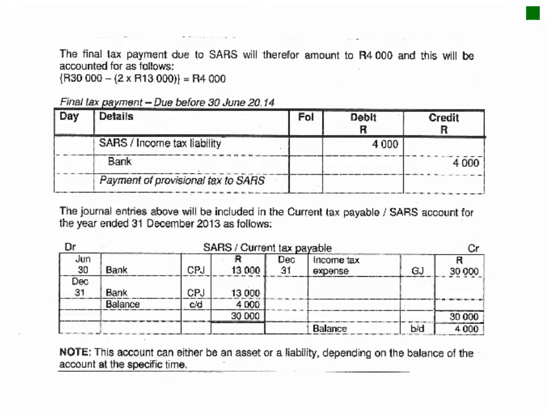Now if we look at the SARS current tax payable account, this is the liability account. On the debit side you'll see the two prepayments of 13,000. On the credit side, you see the actual tax that is owing for the 2013 year. So this account, if you add up the credit side, has a balance of 30,000, and then if you subtract the two payments we've already made, we're left with a balance of 4,000. So that 4,000 at the end of December 2013 is the amount of tax for the year that hasn't yet been paid.